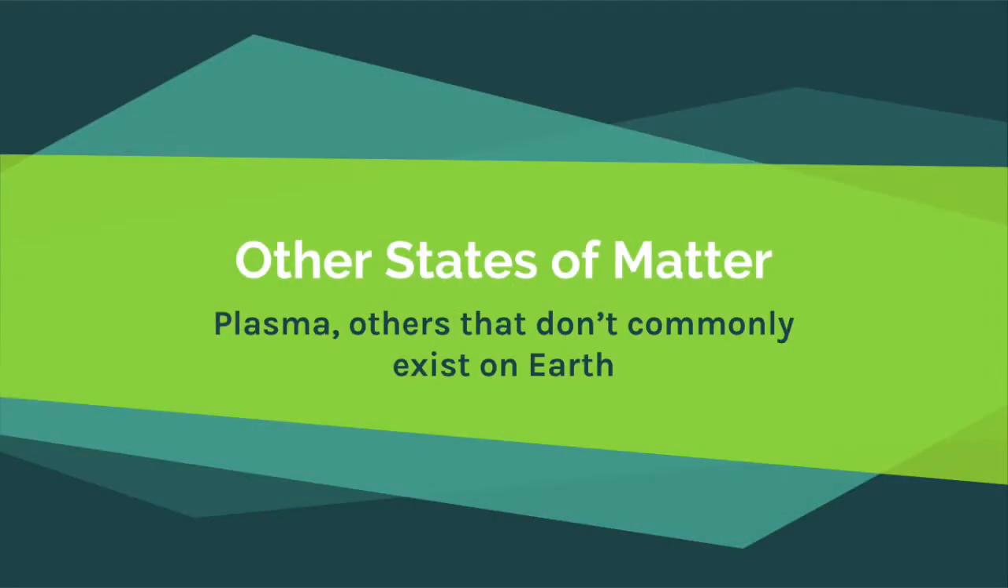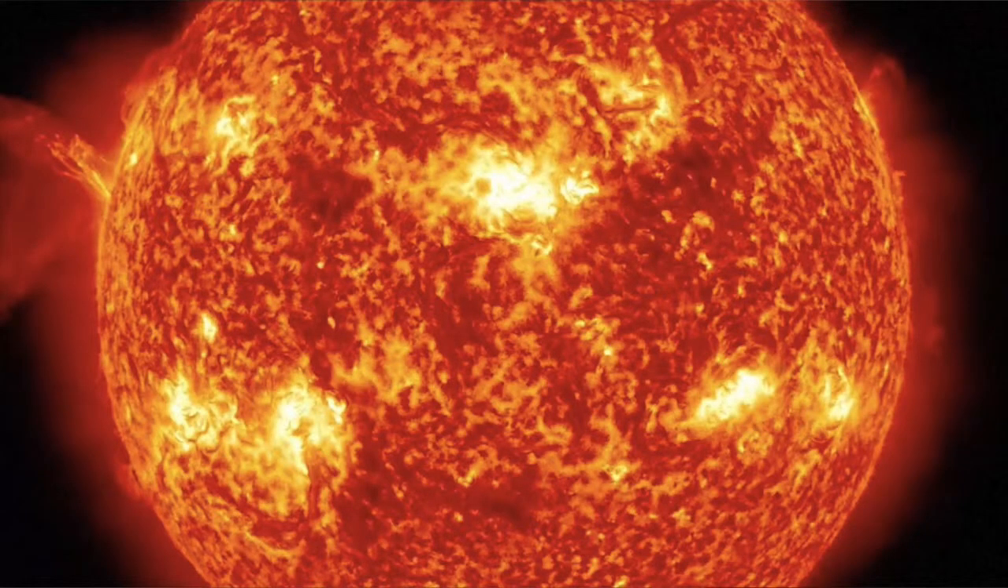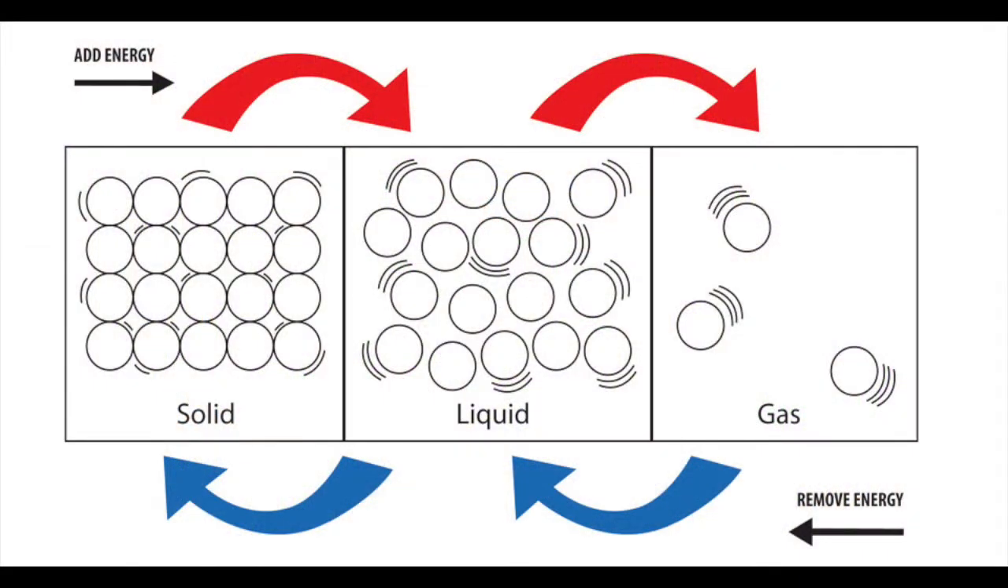So there are some other states of matter, like plasma, that don't commonly exist on Earth that we haven't talked about yet. Here's an example of a plasma ball, which you might have played with as a kid, and then also plasma makes up 99% of the universe, including our sun. But that doesn't matter. So let's review.